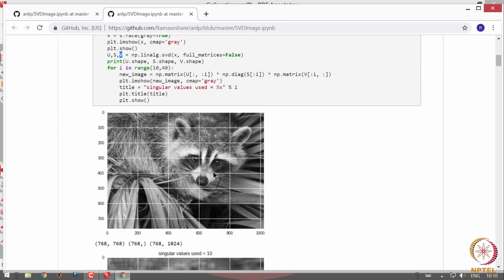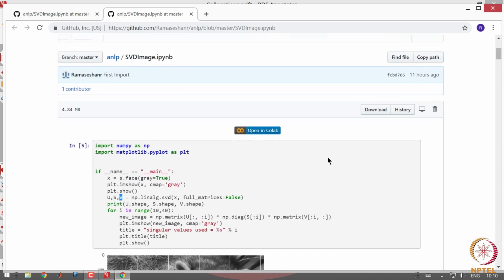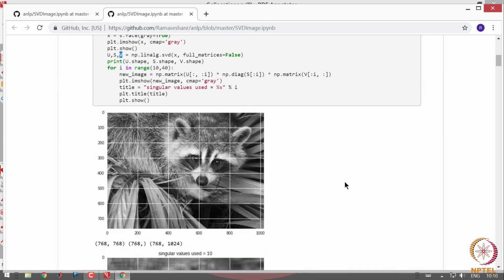The reason why I am taking the image is it is very easy to visualize and then see how, when you reduce the sigma size, we are still able to reconstruct the original image. You remember the first element of the singular matrix captures the most variance. So, is it really possible to use only one so that I can reconstruct the image? It is not possible. So, I have just taken the first 10.